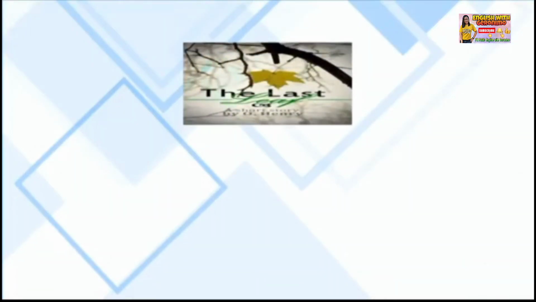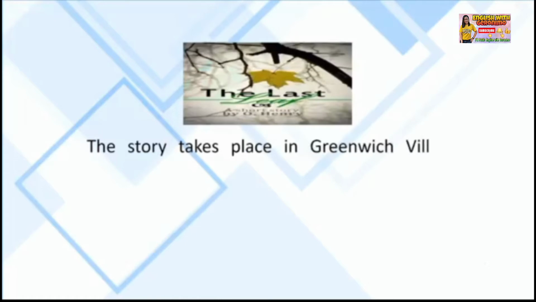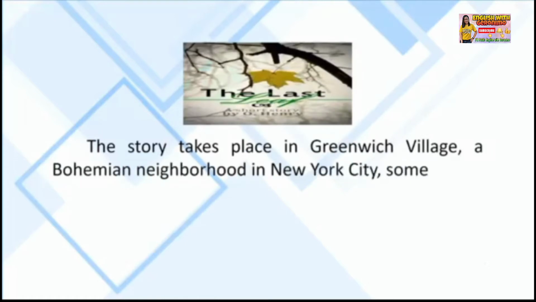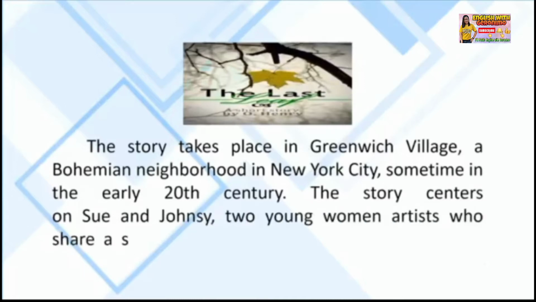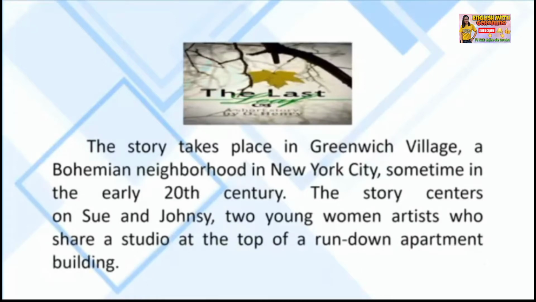Last meeting, I asked you to read in advance the story of The Last Leaf by O. Henry. For better understanding, I have here the summarized version of the story. The story takes place in Greenwich Village, a bohemian neighborhood in New York City, sometime in the early 20th century. The story centers on Sue and Johnsy, two young women artists who share a studio at the top of a rundown apartment building.